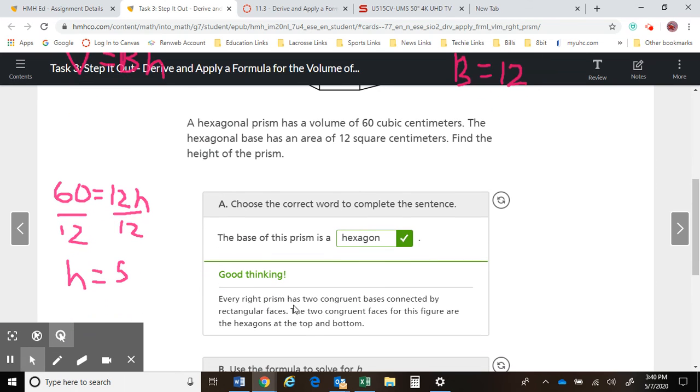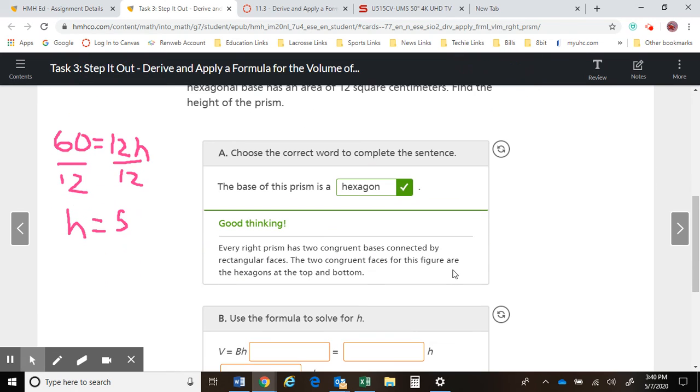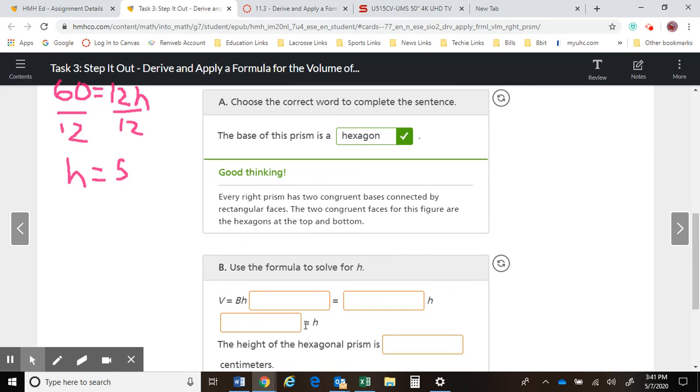Okay. Every right prism has two congruent bases connected by the rectangular faces. The two congruent faces for this figure are the hexagons at the top and the bottom again. The height's always going to be measured by the distance between the two bases, or the two congruent faces. Okay. All right, so B and h. Use the formula for h to solve. Okay.